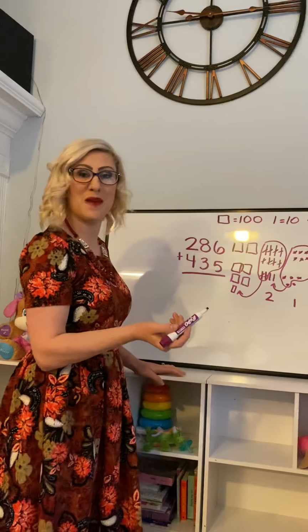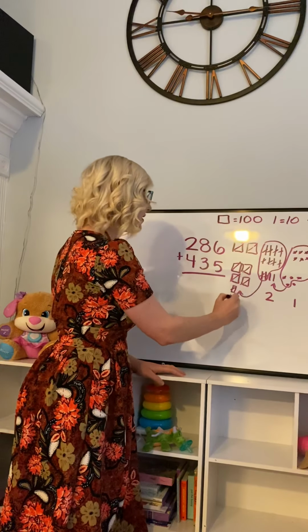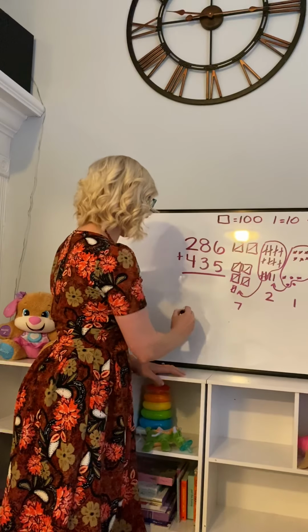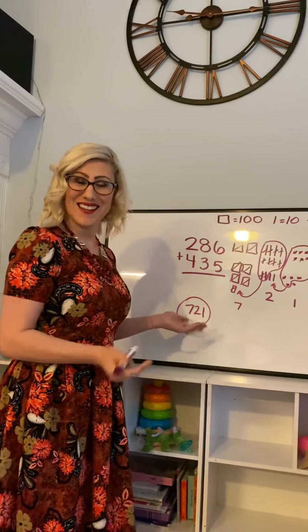And then I will simply combine my hundreds by counting 1, 2, 3, 4, 5, 6, 7, for a grand total of 721. And that is the base 10 method.